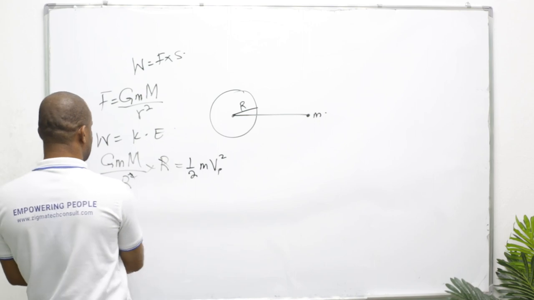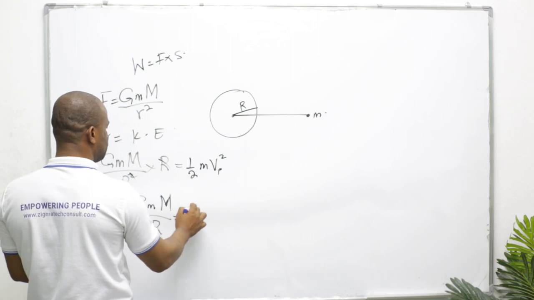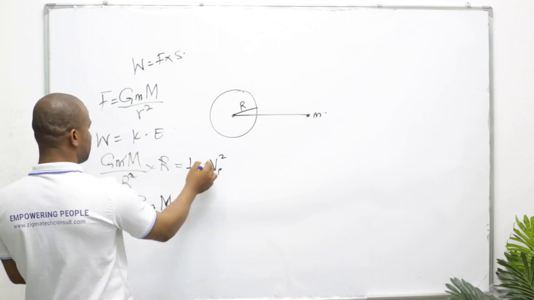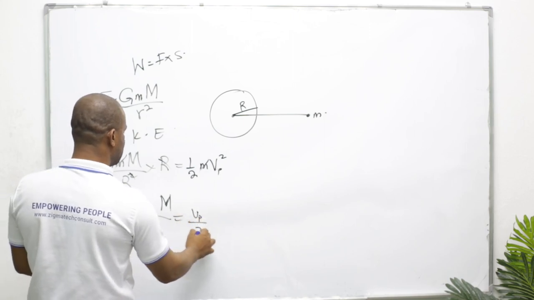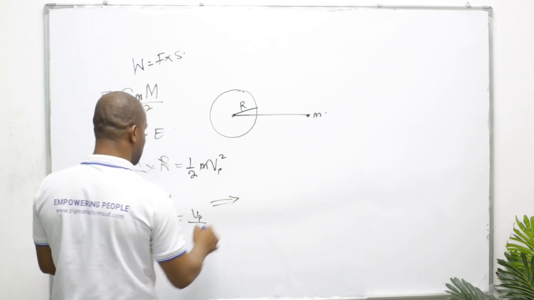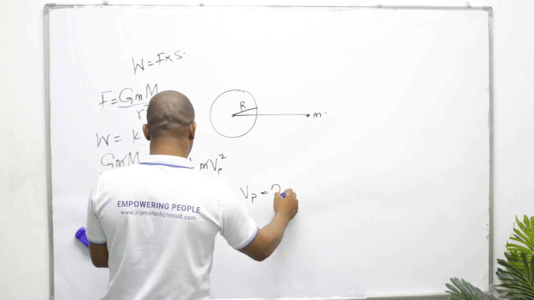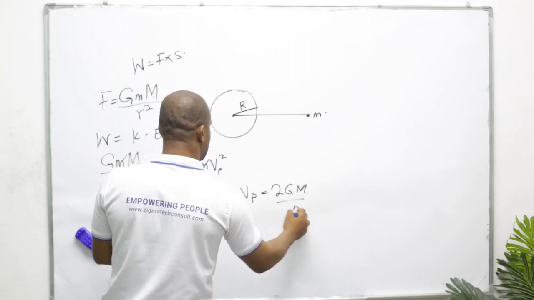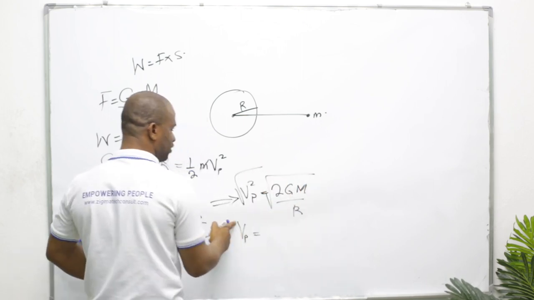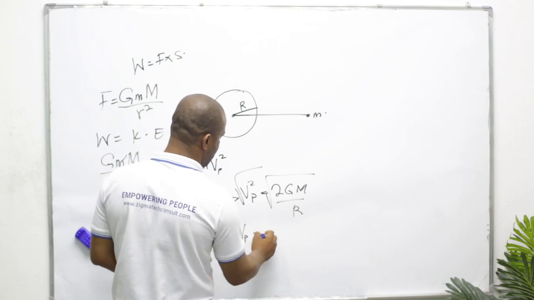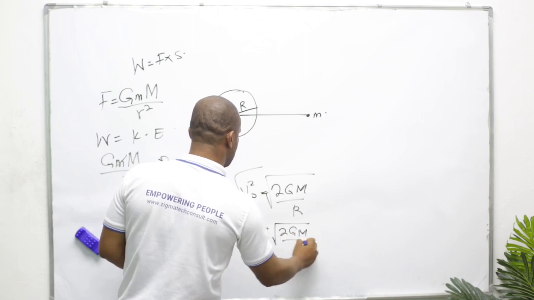So this R cancels this R. I have G M all over capital R is equal to, okay, this m cancels this m, so I have v square all over 2. This implies that v square is equal to 2GM all over R. So if I take the square root of both sides, the escape velocity of the planet is equal to plus or minus the square root of 2GM all over R.